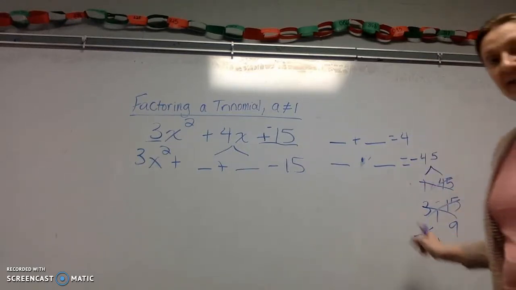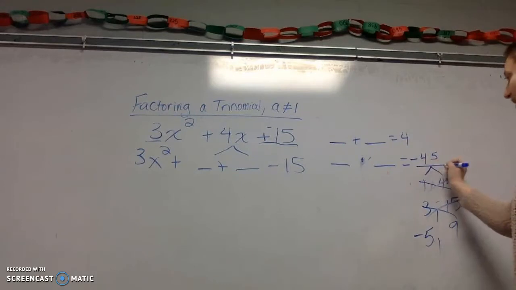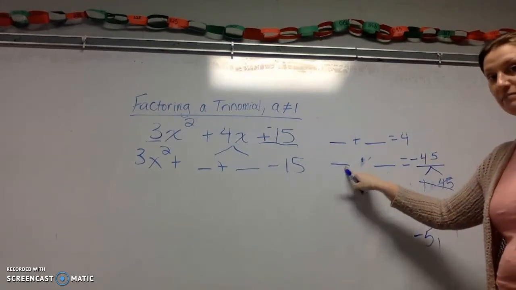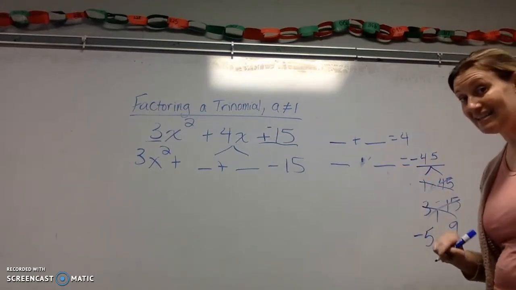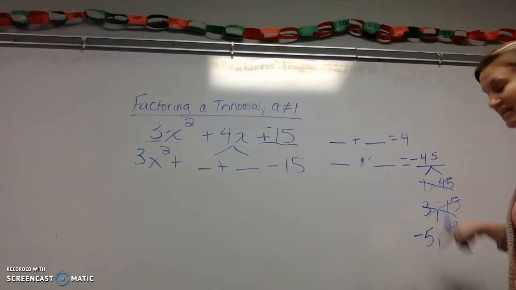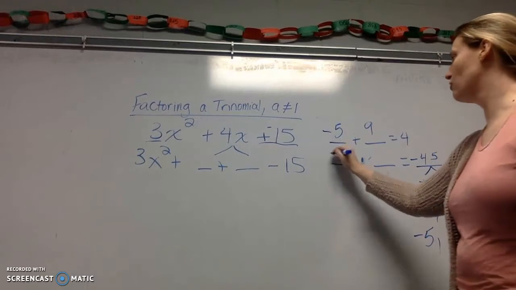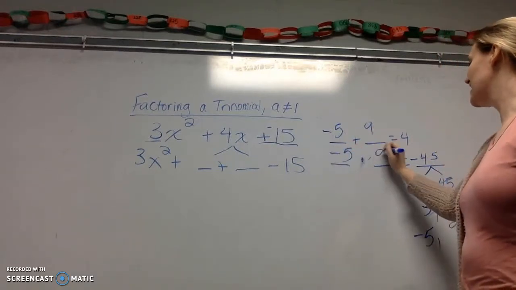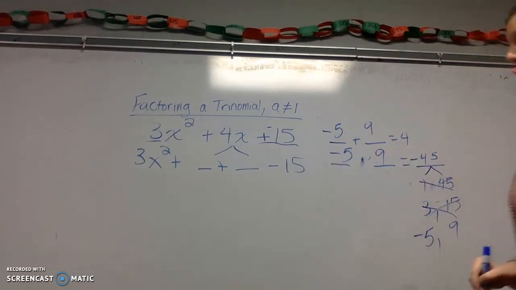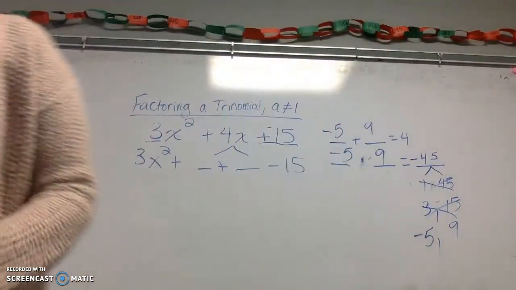Now the reason I was putting a negative on one of them is the only way to get a negative when you multiply is one number is negative and one number is positive. So one of the numbers had to be negative. So negative 5 plus 9 gives me positive 4. And negative 5 times positive 9 would give me negative 45. So I found the two numbers.